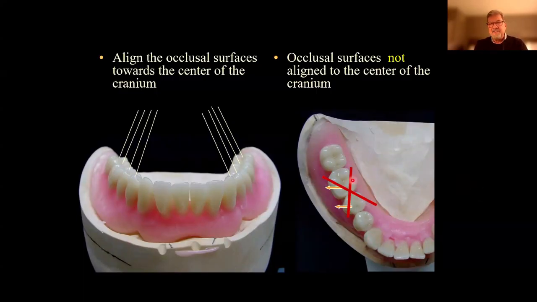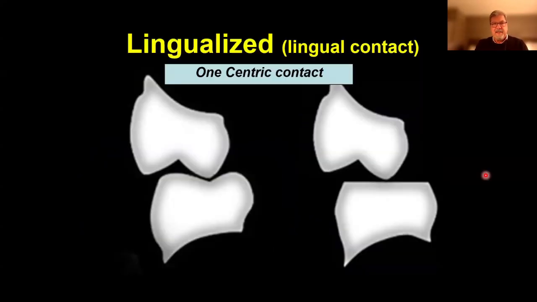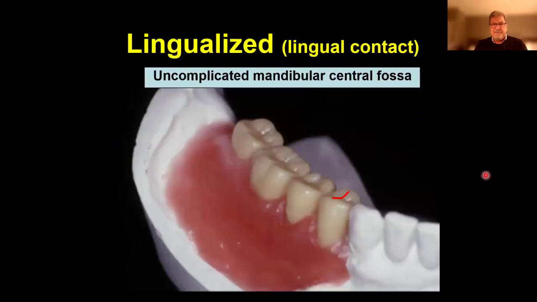And the reason being is because I'm going to have the lingual contact of the uppers going into the central fossa of the lower. That's going to relieve any off-axis stress on that denture. And this is perfect for implant cases, overdenture cases, but it's also good for full upper and full lower cases also. I want one centric contact, that lingual cusp on the upper, into the uncomplicated mandibular central fossa.